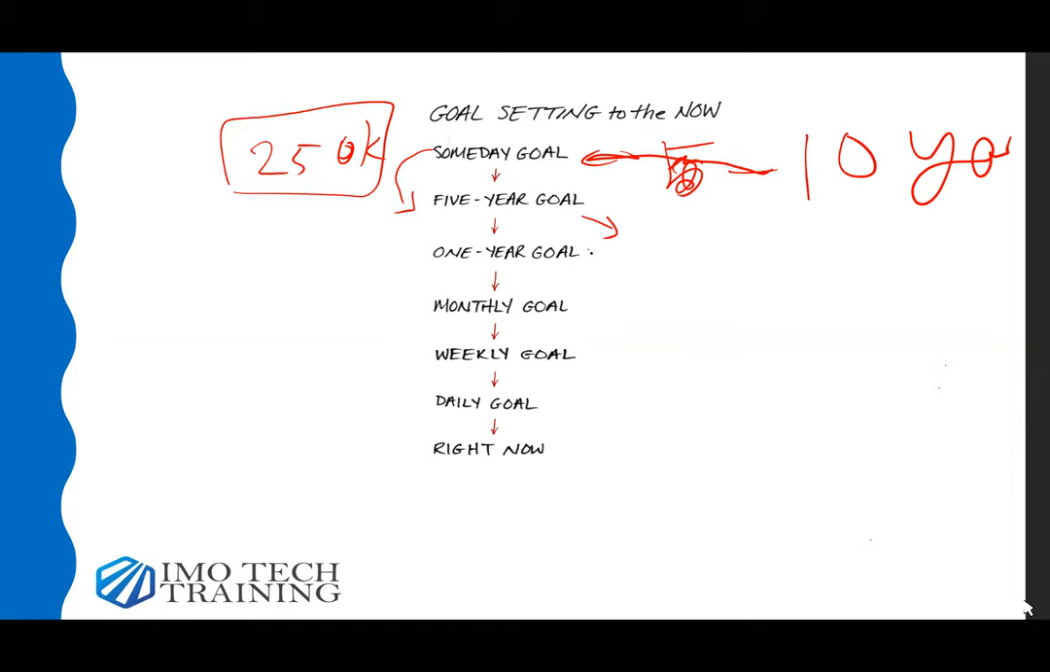Then you come to the 1 year. What do I need to accomplish this year for me to be in line for my 5-year goal? Right? And once you have this 1-year goal, you now break it down. Okay, I have a 1-year goal. What do I need to do this month? What goals do I need to accomplish for me to be in line for my 1-year goal? Then you break it down. What do I need to be doing this week for me to be in line with my monthly goal?